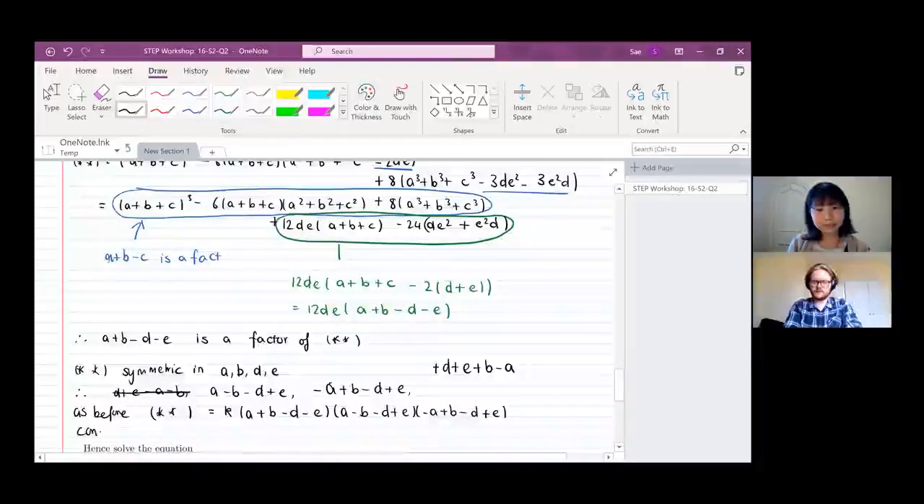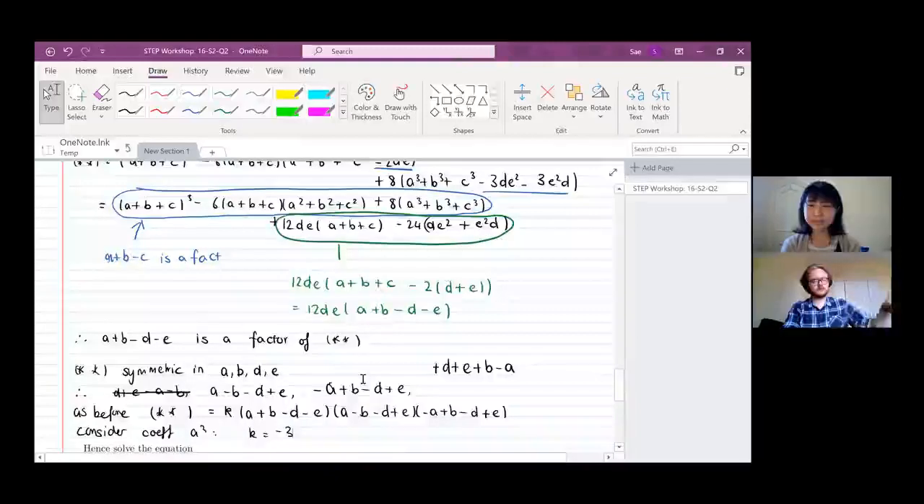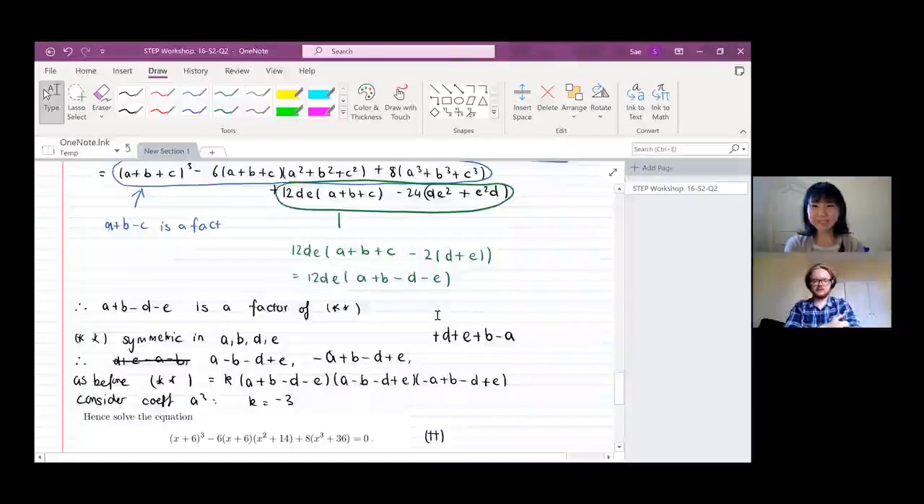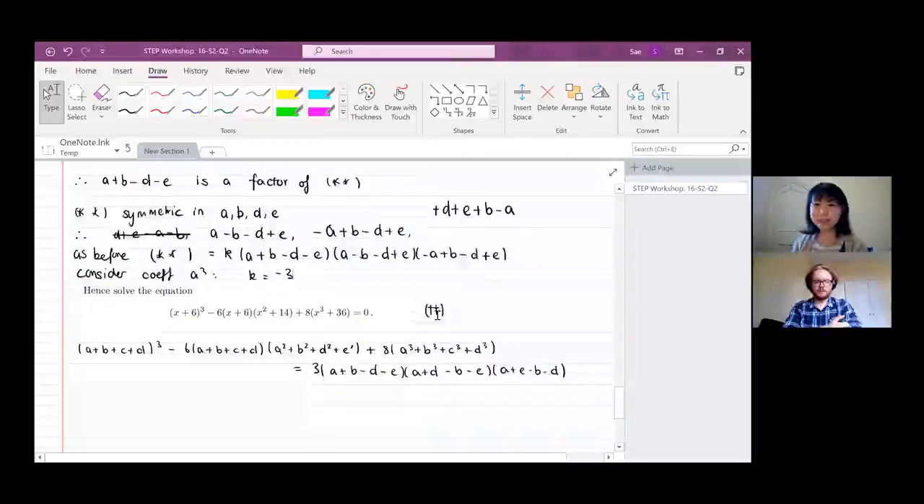So consider the coefficient of A cubed, K equals -3. Hopefully that makes sense. If not, please say so in the chat and I will try to clarify. Okay, that looks good. So we have the final bit of the question.